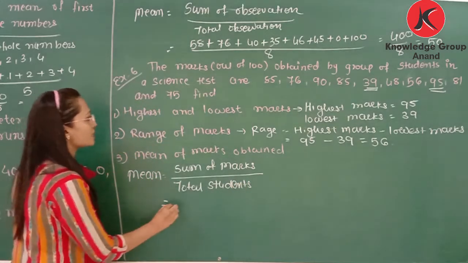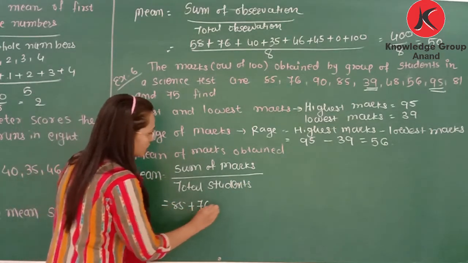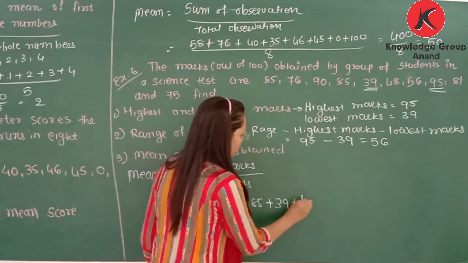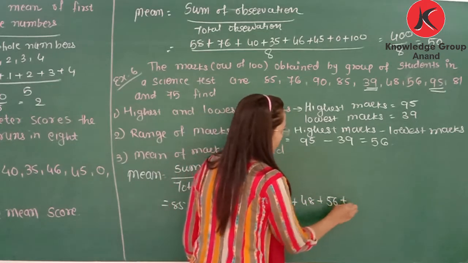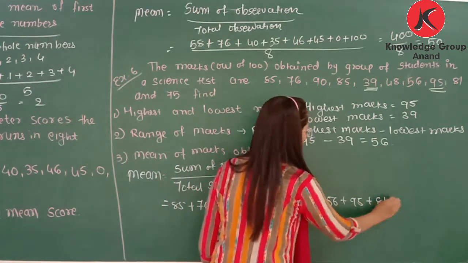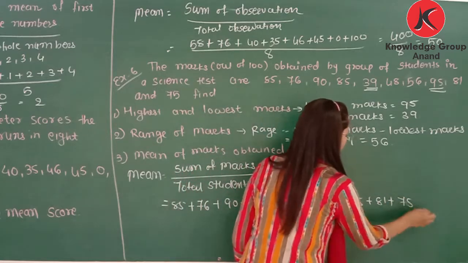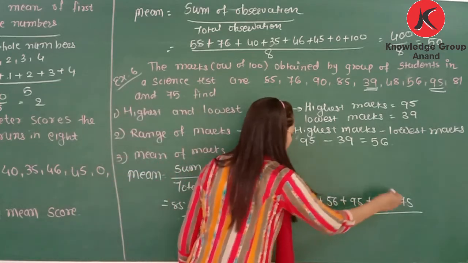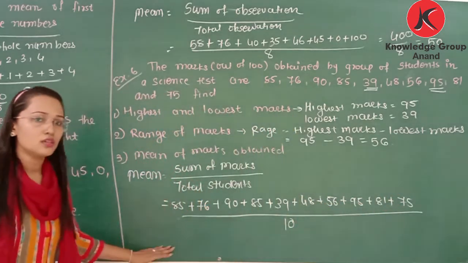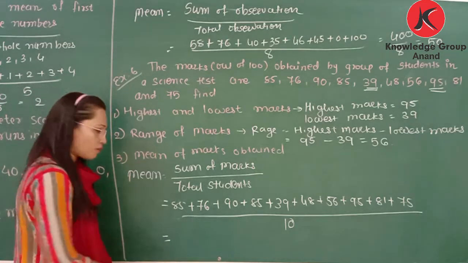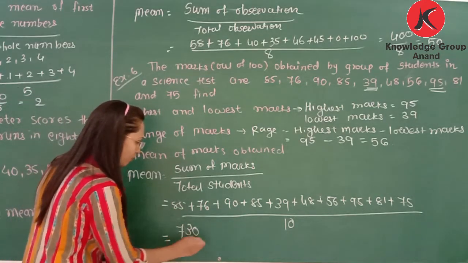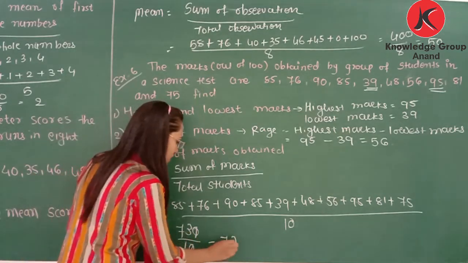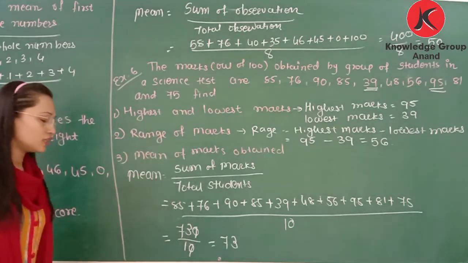So here, sum of marks are 85 plus 76 plus 90 plus 85 plus 39 plus 48 plus 56 plus 95 plus 81 plus 75, divided by total students, which are 1, 2, 3, 4, 5, 6, 7, 8, 9, 10. Total students are 10, meaning 10 students' marks are given. If you sum these numbers, you will get 730 divided by 10. 0, 0 will be cancelled out. So answer is 73. So this is the mean of the marks.